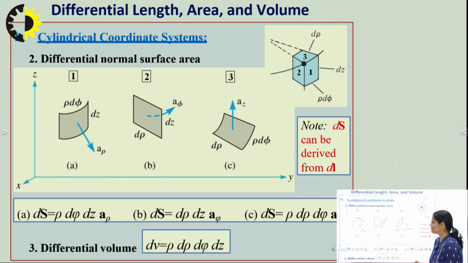Now third is differential volume. So as you all know, the differential volume dV is equal to rho d rho d phi dz.